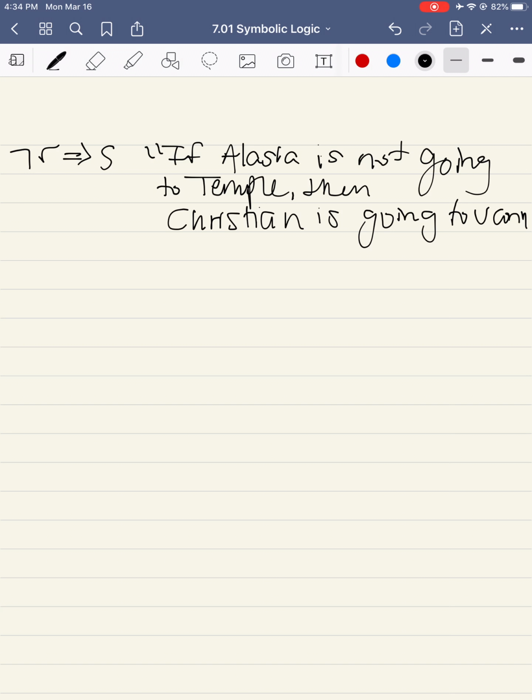So as you can see here, the first half of this is technically a true statement. So we have not false implies false. So you also might hear this connector, the if then connector, as implies. So not false, we have true implies false. So our goal here is to figure out the overall truthhood of this statement. If Alasia is not going to temple, then Christian is going to UConn.